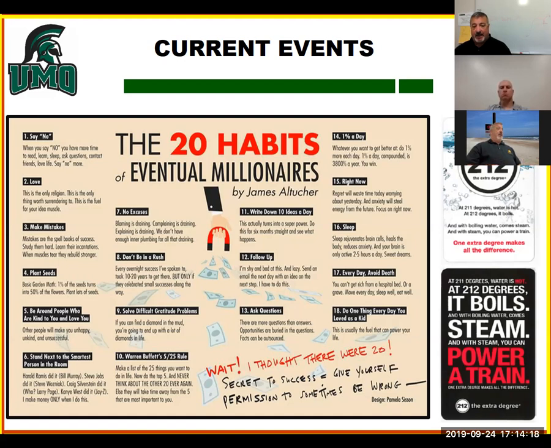Love, make mistakes, plant seeds, don't be in a rush. You see them all. But it's fun because this says 20 habits, and it goes up to number 18. And then it says, wait, I thought you said there were 20. And they give you the 19th, which is the secret to success. A habit of a mental millionaire is give yourself permission to sometimes be wrong. That's number 19. So there's only 19.